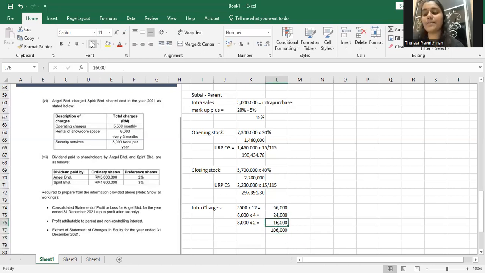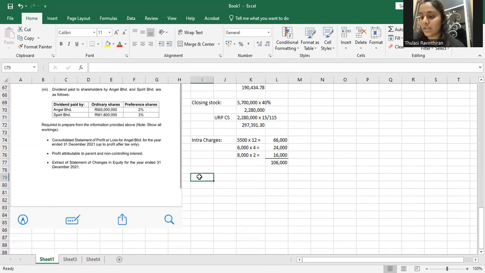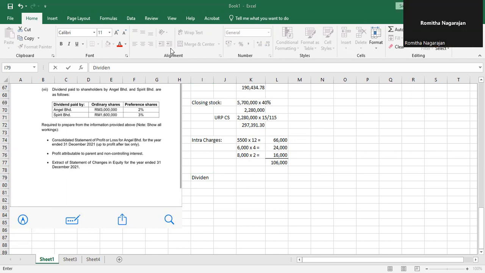Okay. The last but not the least is dividend. Whenever we calculate dividend, we should refer to the dividend paid by the subsidiary. There is a given ordinary share dividend of Spirit, 1,600,000, times 78%, which is the parent holding. 1,600,000 times 78%. Record it. The time is going to stop, so we record it.